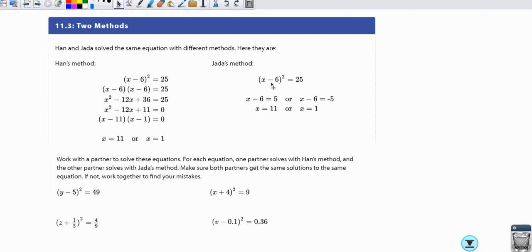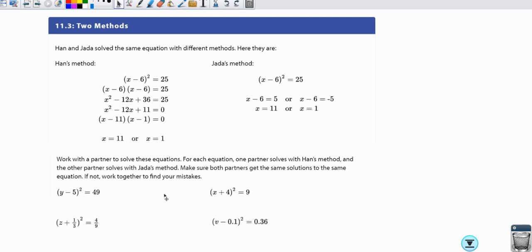Jada's method uses kind of our logic and says, what number squared equals 25? Well, we know that 5 squared is 25. Also, negative 5 squared is 25. So if we set this factor x minus 6 equal to 5 or negative 5, we can find our solution.